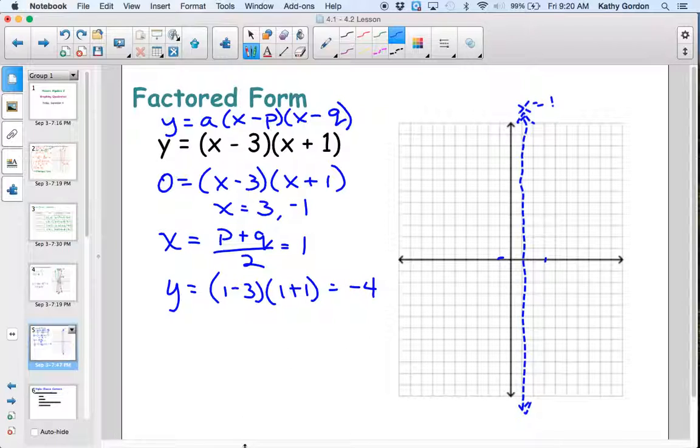And which way would we expect this to open? Up, because technically what's my a value right now? A positive 1. Okay? So it makes sense then that I end up with a 1, negative 4, because based on where that is in relationship to where my x-intercepts are, a parabola that opens up makes sense.